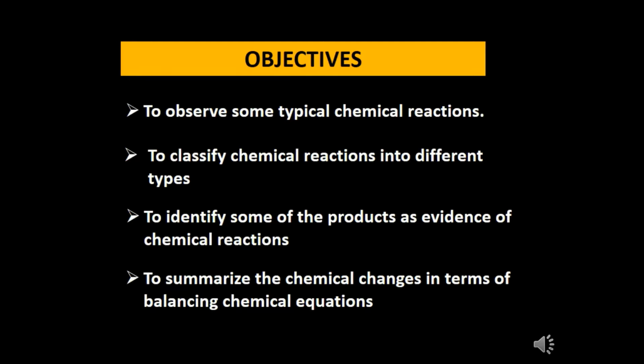Objectives: to observe some typical chemical reactions. This is the first objective. It means we have a lot of chemical reactions in chemistry, maybe thousands, you can say tens of thousands of chemical reactions. But here we will talk only about common typical reactions. We can see them in our daily life, or we already studied these kinds of chemical reactions at the high school level as well. So the second objective is to classify chemical reactions into different types.